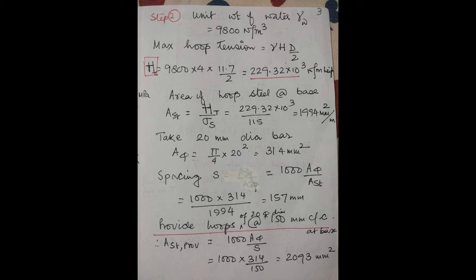What is AST provided? That is how much finally we are providing. What is AST? Initially we have found out that is what is our requirement. Our requirement was 1994. Now currently we are providing 2093 millimeter square.